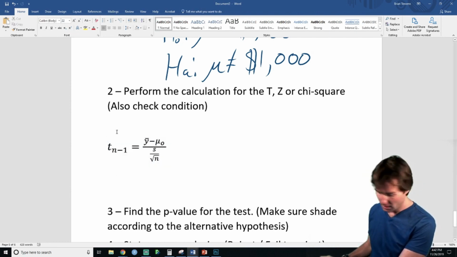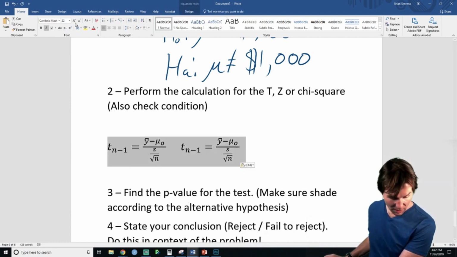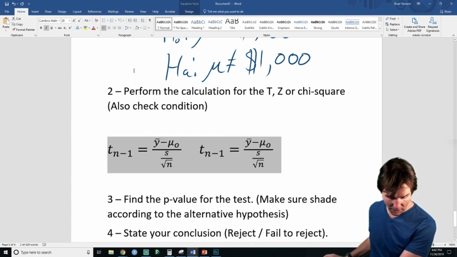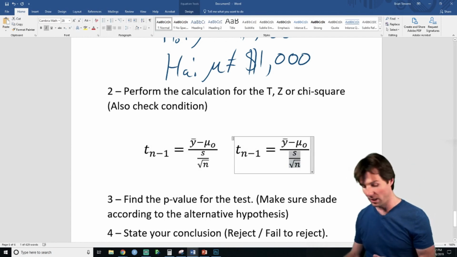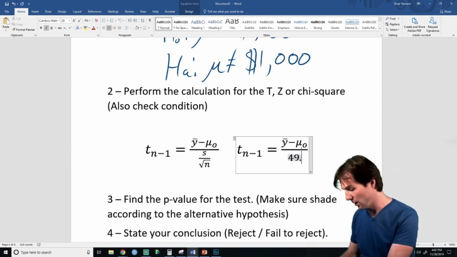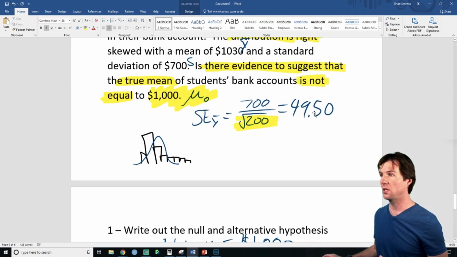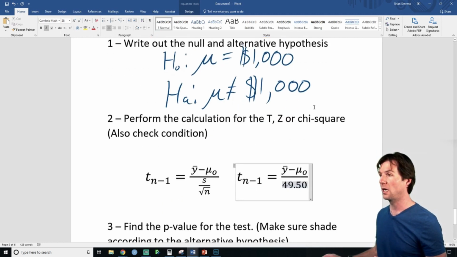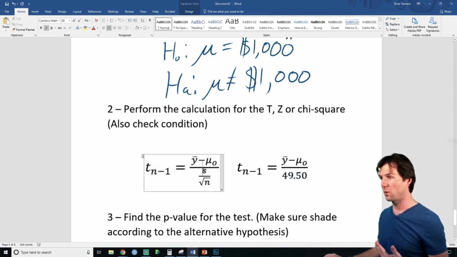and show how the equation is solved. Please note, I already did some of the work for this, since the problem gave it to me, I went ahead and solved for the standard error. The standard error was 49.50. If you're wondering how I did that, it was just s over square root of n, which we saw previously was 700 over the square root of 200. That is s, the standard deviation, over the square root of the sample size. So 700 over square root of 200 equals 49.50.